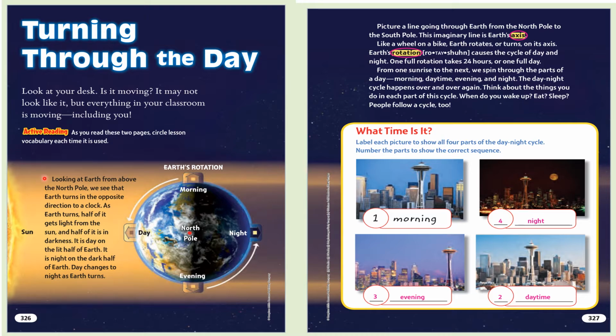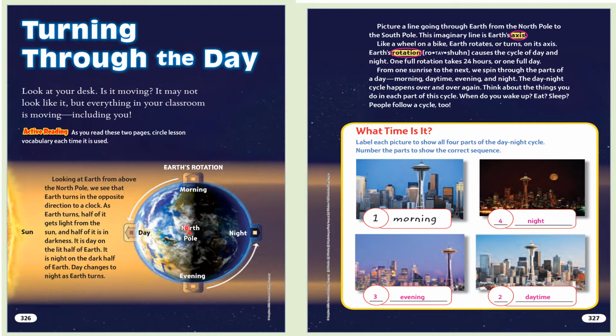Looking at Earth from above the North Pole, we see that Earth turns in the opposite direction to a clock. As Earth turns, half of it gets light from the sun, and half of it is in darkness. It is day on the lit half of Earth. It is night on the dark half of Earth. Day changes to night as Earth turns. Sun. Earth's rotation. Morning, night, evening, day.